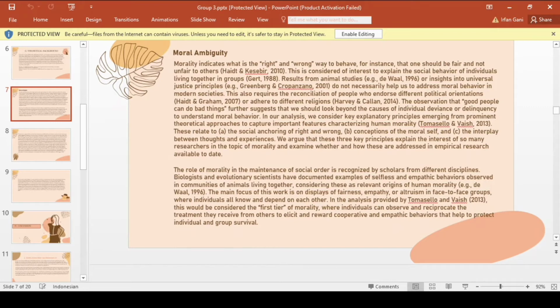In the analysis provided by Tomasello and Vaish, this would be considered the first tier of morality, where individuals can observe and reciprocate the treatment they receive from others to elicit and reward cooperative and empathetic behaviors that help to protect individual and group survival.